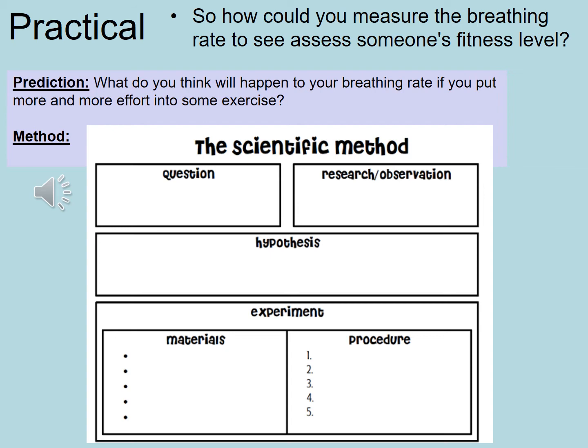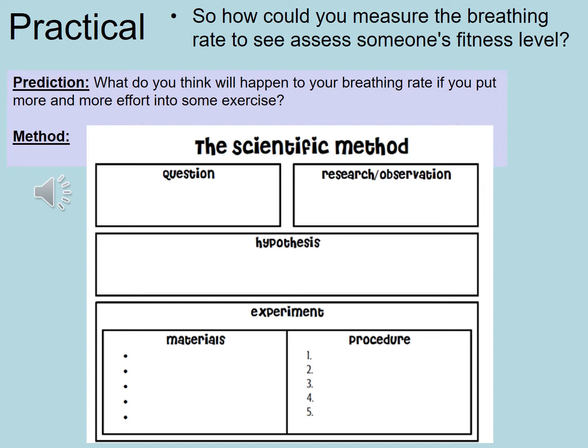Another way of looking at your fitness level is to see how you could measure the breathing rate and assess the fitness. So we're going to do an experiment. I want you to think about what will happen to your breathing rate if you put more and more effort into some exercise. And then you're going to now plan a method. Think about what your question is. What are we trying to find out? What research or observations have you made that can help you make a hypothesis? And for the hypothesis, what do you think will happen and why? The why bit is the important bit of a hypothesis.